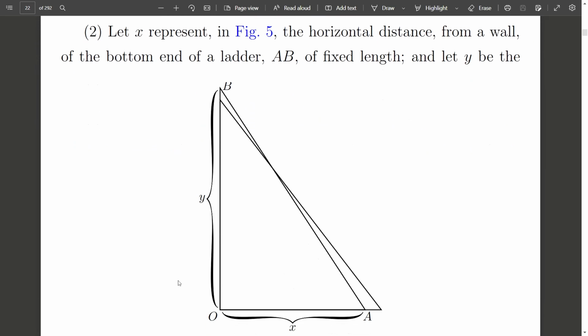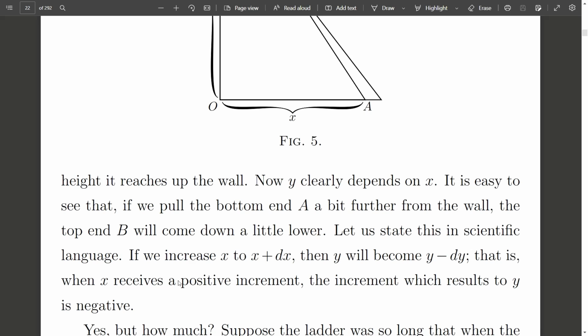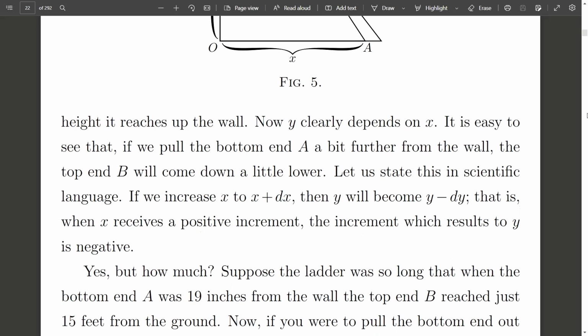2. Let x represent, in figure 5, the horizontal distance from a wall of the bottom end of a ladder, AB, of fixed length, and let y be the height it reaches up the wall. Now y clearly depends on x. It is easy to see that if we pull the bottom end A a bit further from the wall, the top end B will come down a little lower. Let us state this in scientific language. If we increase x to x plus dx, then y will become y minus dy. That is, when x receives a positive increment, the increment which results to y is negative.